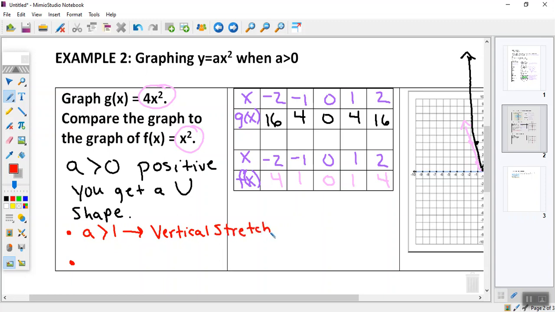But how about if A is between 0 and 1? In other words, like, say, maybe 1/2.